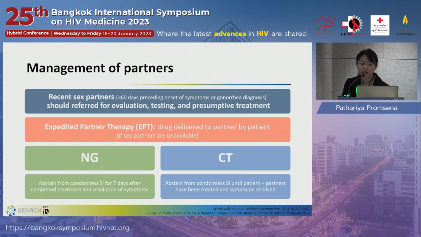And for partner management, recent sex partners in the past 2 months should be referred for evaluation and treatment. And in some situations where the partner is unavailable, expedited partner therapy may be an alternative strategy, by delivering the drug to the partner through the patient.